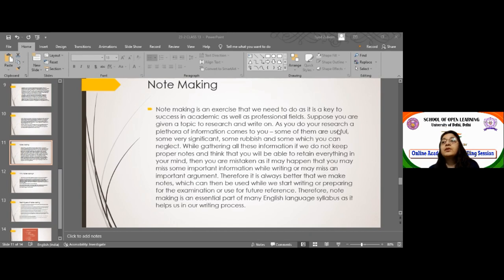We need note making because a lot of times we read a lot of articles and a lot of information. For example, if you have been given an assignment, you have to read almost 10 articles and perhaps 2 novels. So how are you going to keep track of all of the important themes? Note making comes to your rescue there, right?